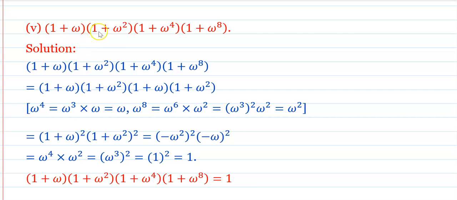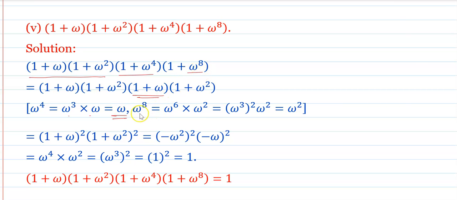Now the next. 1 plus omega into 1 plus omega square plus 1 plus omega raised to 4 plus 1 plus omega raised to 8. The product of all this. First, keep these two brackets as they are. The value of omega raised to 4 means omega cube into omega. Omega cube is 1, and hence you will get here omega. Therefore, 1 plus omega raised to 4 means what? 1 plus omega.